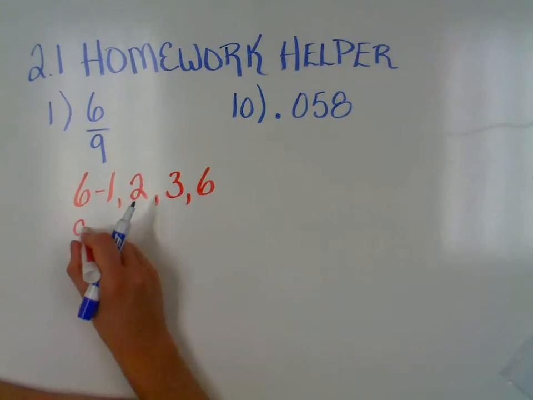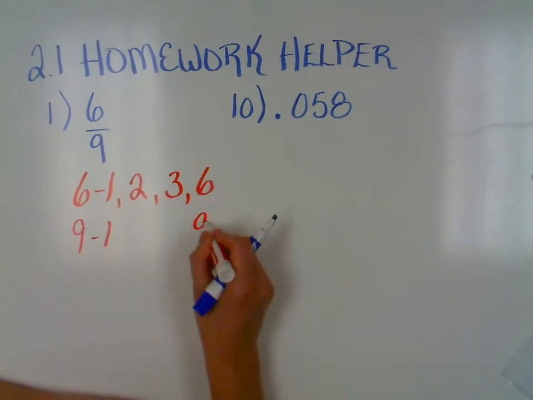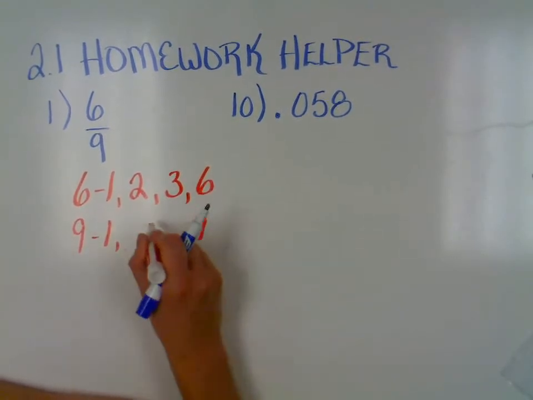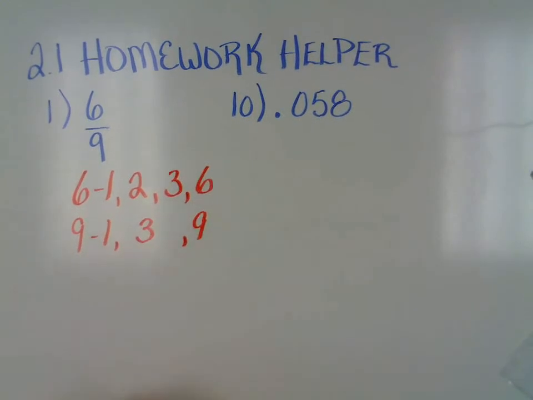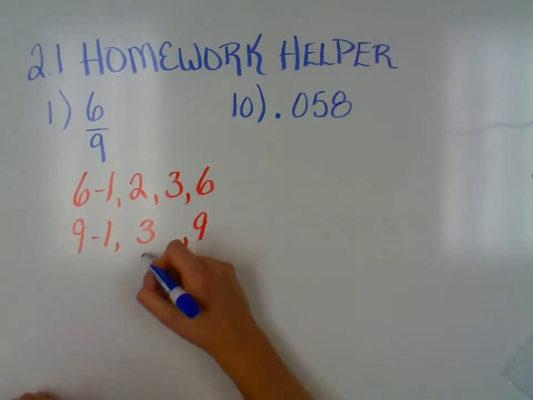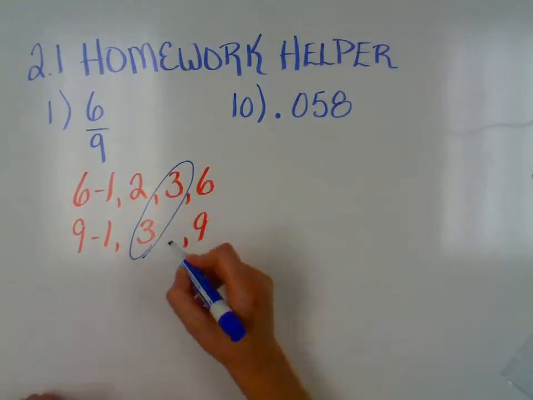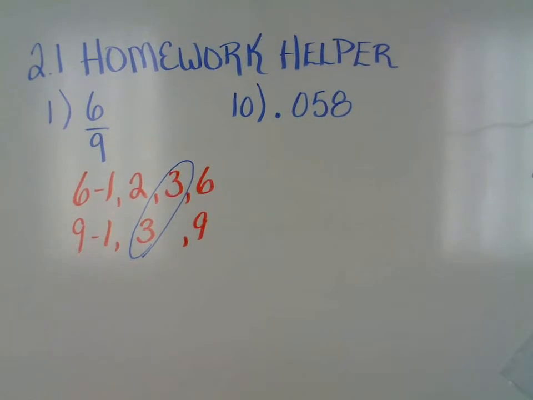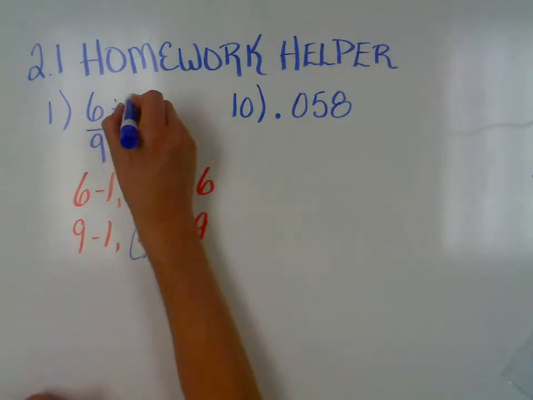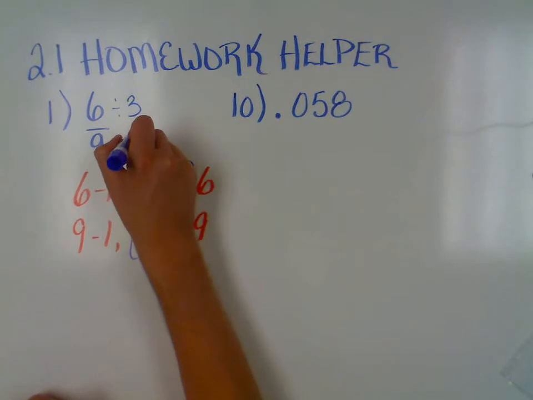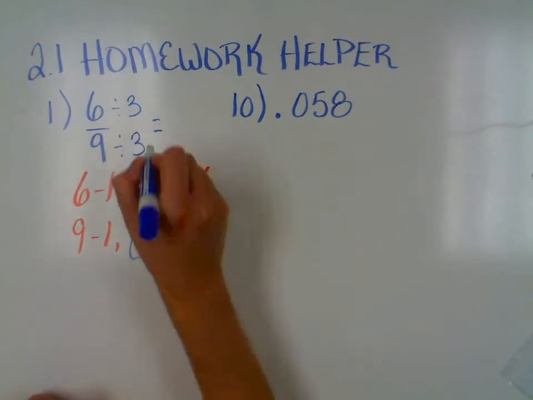And for 9, they're going to be 1 and 9 because 1 times 9 is 9, and 3, and that's of course by itself because 3 times 3 is 9. The biggest number that's on both lists is 3. And that's important because that's the number we're going to divide out of the numerator and the denominator to reduce the fraction. So I'm going to divide both of these by 3 at this point. And that's how I'm going to simplify.